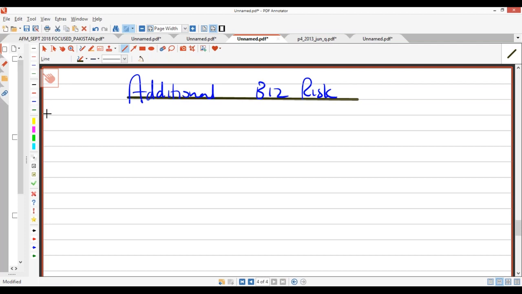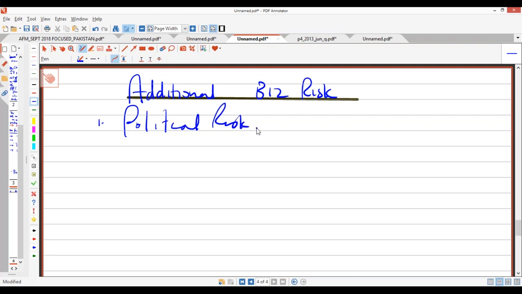Write many paragraphs, with full structured sentences. One paragraph of 2 to 3 sentences is good enough, not 2 or 3 words. First point, put number 1, number 2, no problem. We're going to talk about political risk.